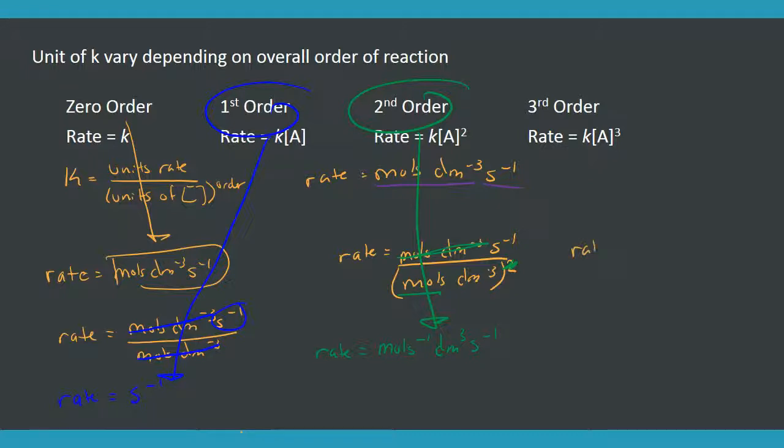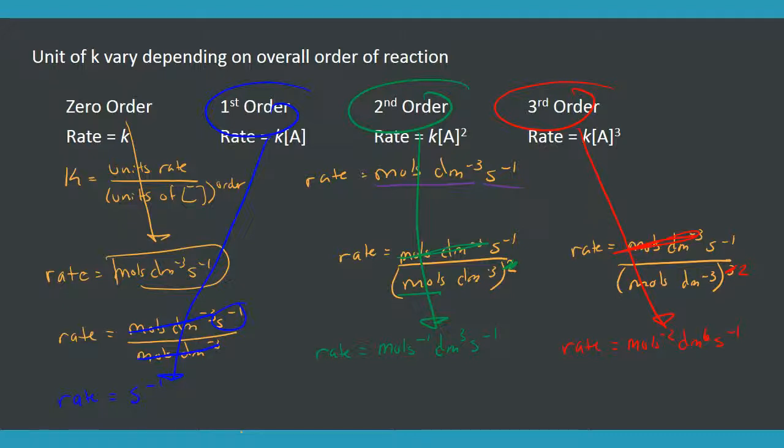Third order. K equals moles per decimeter cubed per second over the concentration, moles per decimeter cubed, cubed, right? So cross out the commonalities, moles per decimeter cubed, you're only taking one of those, right? So that means K equals moles to the -2, decimeter to the 6th per second. And there are the units for your third order.